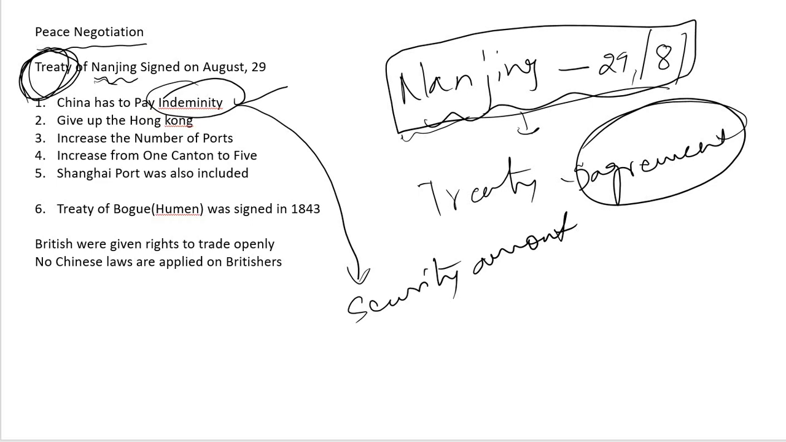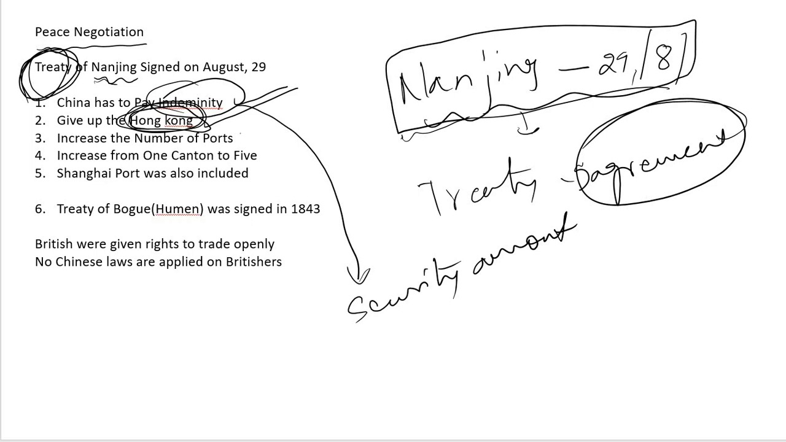So next, what was the second thing in the treaty? They had to give up Hong Kong, that is, the Chinese people who were ruling Hong Kong had to give up Hong Kong. That means the Britishers will now come and rule Hong Kong. That means they can establish their government buildings and all. They can have trade over there. So all the rules and regulations will not be Chinese but will be of the Britishers.